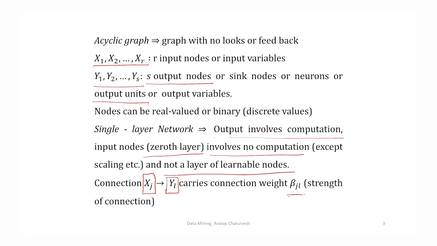Actually, this beta_jl, which is just like the regression coefficient in the context of a multiple linear regression model, gives you the strength of the connection between x_j and y_l.